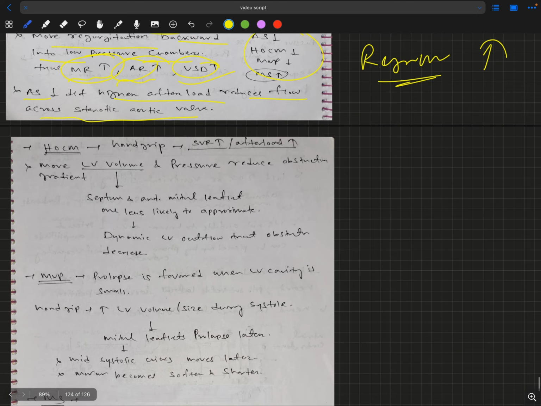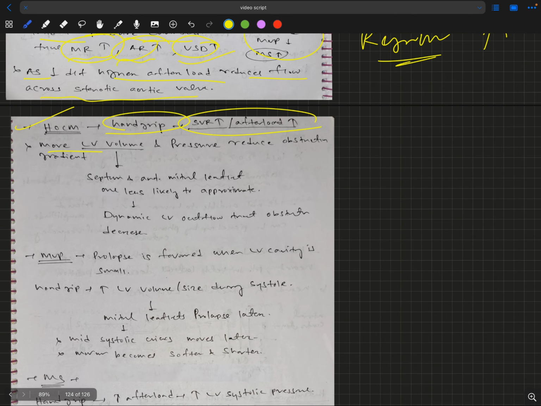We'll discuss that. So in HOCM, hand grip leads to an increase in systemic vascular resistance or increase in afterload. So more blood remains in the left ventricle, because the ventricle can't pump as the afterload is increased. When more blood remains inside the left ventricle, the septum and anteromitral leaflet are less likely to approximate. So the dynamic LV outflow obstruction decreases, and the murmur intensity will decrease.